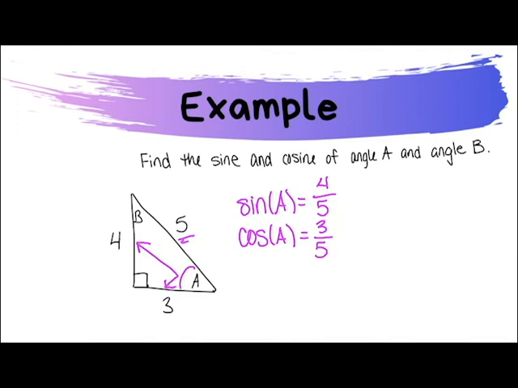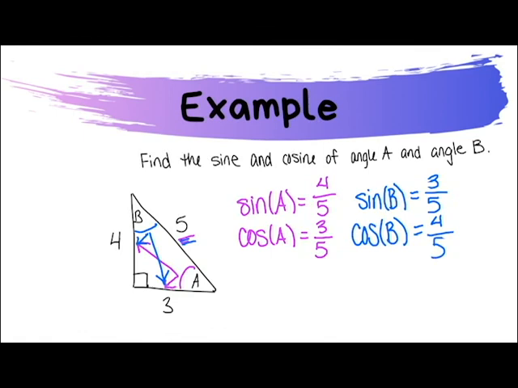If we wanted to find the sine of angle B, we would take the side that is opposite and our hypotenuse again. So sine of angle B is equal to 3 divided by 5. And then to find the cosine, we would take the side that is adjacent to angle B and then the hypotenuse again. So we have the cosine of angle B is equal to 4 divided by 5. It's that simple. These are very straightforward calculations.